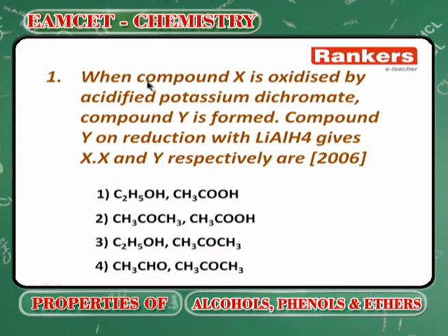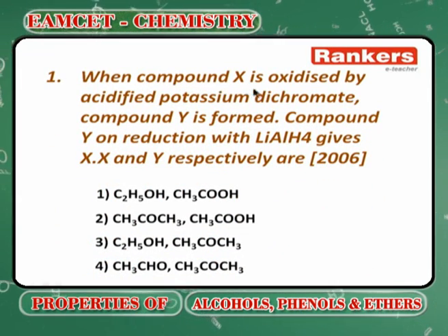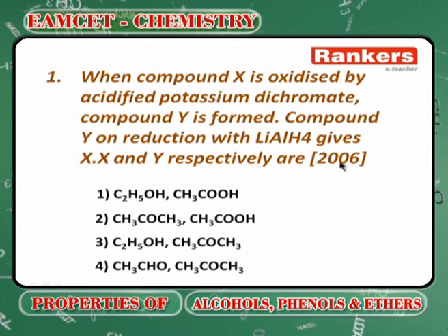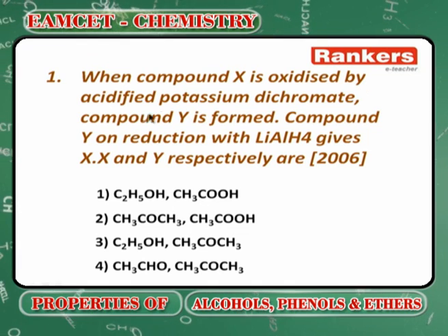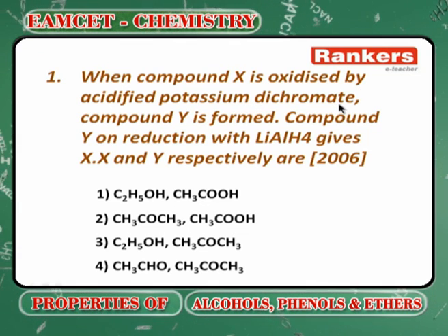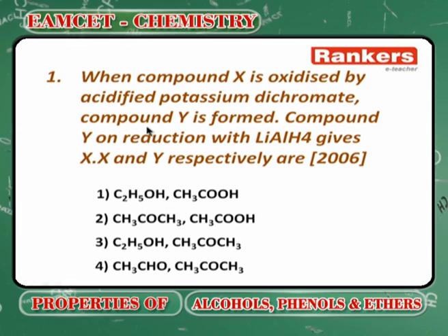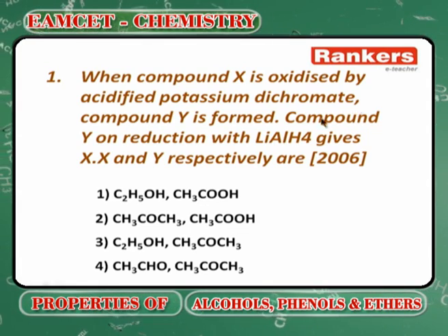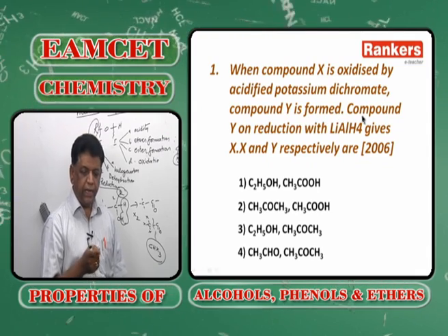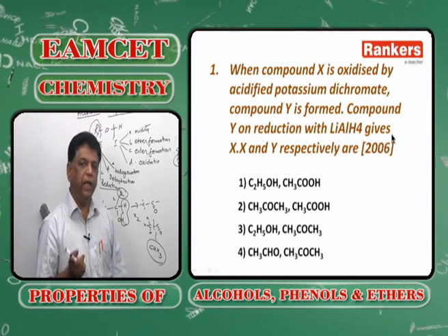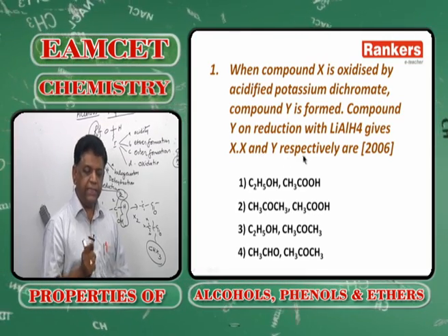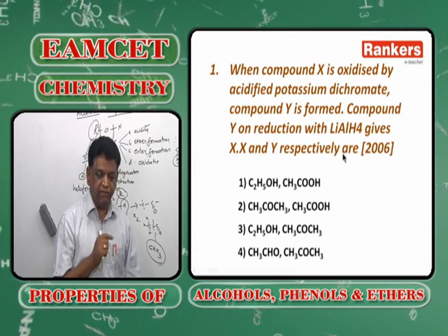In the brackets we find in which year it was asked; it is mentioned EAMCET 2006 question. When compound X is oxidized by acidified potassium dichromate, as I said, the alcohols on oxidation give carboxylic acids. Now, compound Y is an acid. The acid Y on reduction with lithium aluminum hydride, again you will get back the ethyl alcohol. So Y and X are acid and alcohol, but the question is X and Y asked.